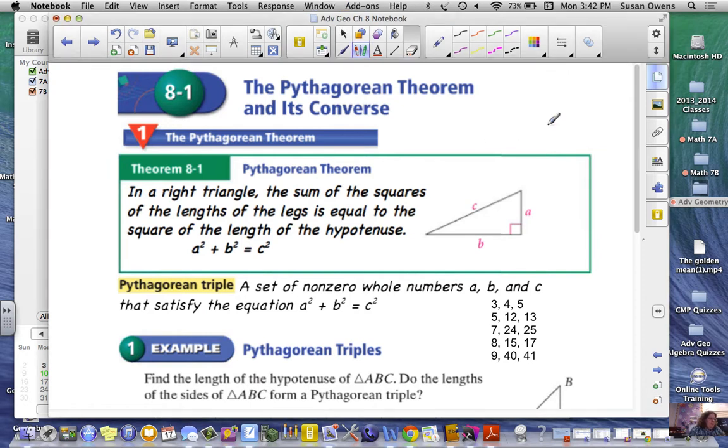So if we have any right triangle, just a little notation, the sides that form the right angle are called the legs, and the side across from the right angle is called the hypotenuse. And this says if we square the legs, add them together, that's equal to the square of the hypotenuse.